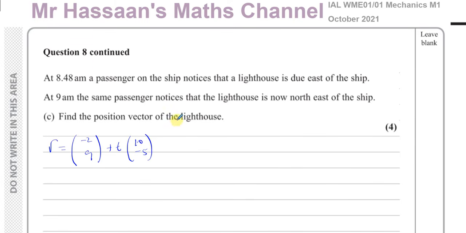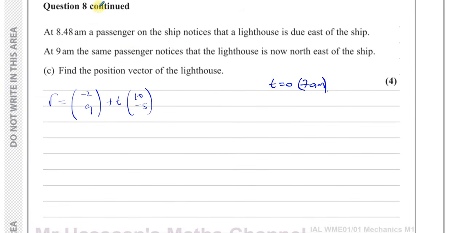Now it says at 8:48 a.m. So remember, 7 a.m. is time equals 0. Okay, that's 7 a.m. At 8:48 a.m. a passenger notices that a lighthouse is due east of the ship. So like this ship is going in this direction. It's going down this way, so 10 minus 5.